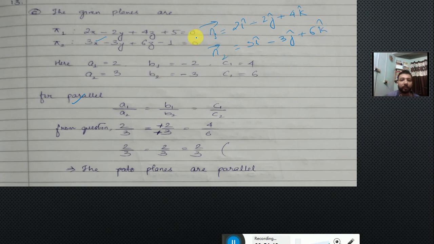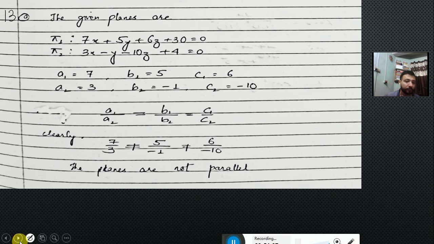Right? So a1, b1, c1, a2, b2, c2 I got from here. And for parallel, this was the condition we have already derived, because the ratio of the direction ratios should be equal. If they are equal, you say they are parallel. If they are not equal, you say they are not parallel. So you put the values, you will see that they are equal. So these planes are parallel. So you don't need to find the angle. We know 0 degrees between them. Next 13a. I did 13c first.